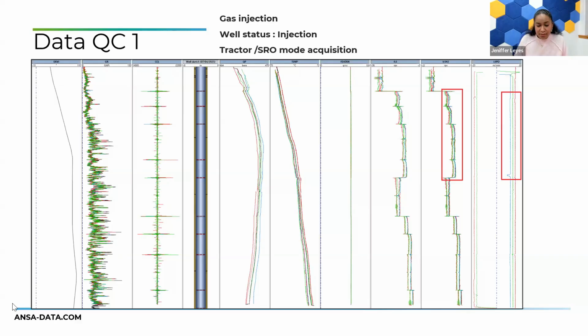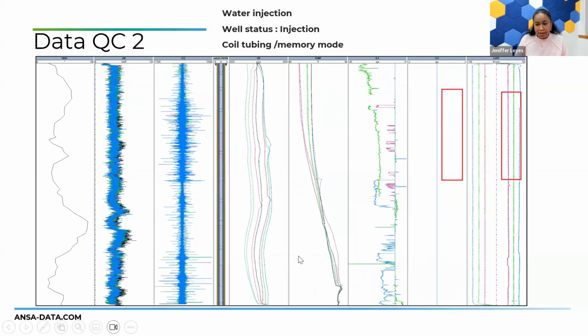So yes, this is the data QC number 1. And I want to move to the data QC number 2. Okay, so this is for a water injection well. The status of the well where we were acquiring these passes was injection mode, and the tool string was conveyed through coil tubing, and the data was acquired through memory mode.